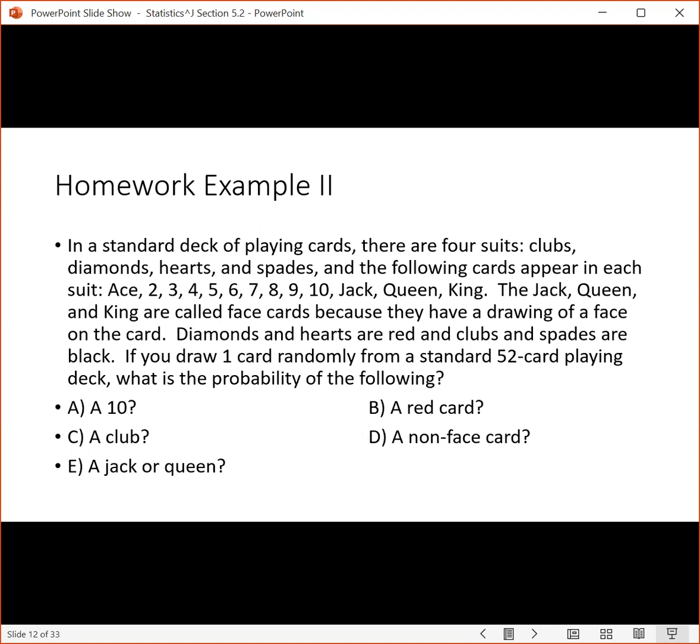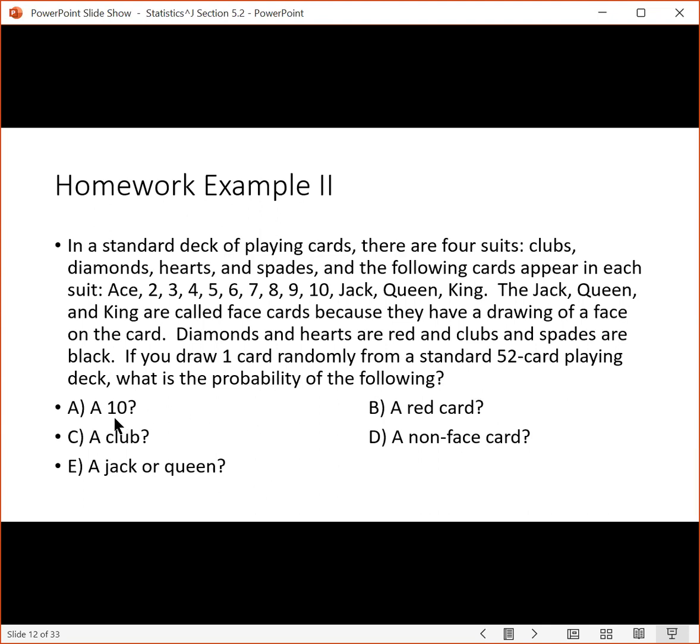If you draw 1 card randomly from a standard 52 card playing deck, what's the probability of each of the following? So what's the probability of getting a 10? What's the probability of getting a red card? What's the probability of getting a club? What's the probability of getting a non-face card, a card that does not have a face on it? And then what's the probability of getting a jack or a queen? Okay, so let's just go through the basics of these and then we'll flip over to the actual solutions.